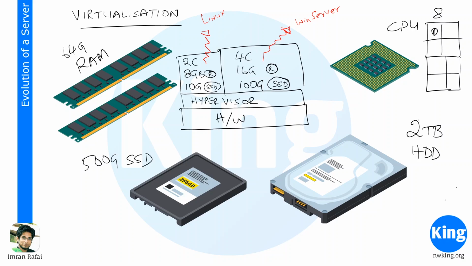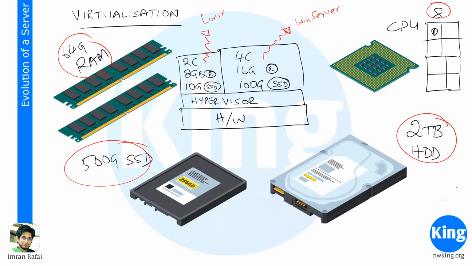Now don't get confused with dual boot. So you would have a concept where you would have a Windows machine dual booting with Linux, right? When you do dual boot, the difference is you shut down one operating system and you load the other operating system, and each of these operating systems has access to the full hardware, right? It gets access to 64 GB of RAM, 500 GB of SSD, 2 TB of hard disk and 8 cores, right? That's if you do dual boot.